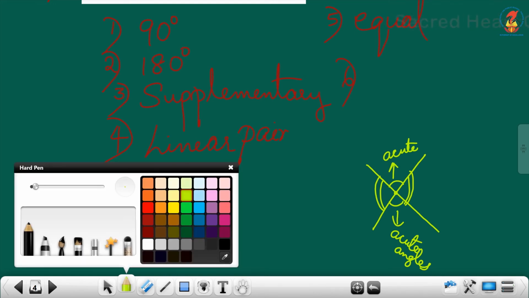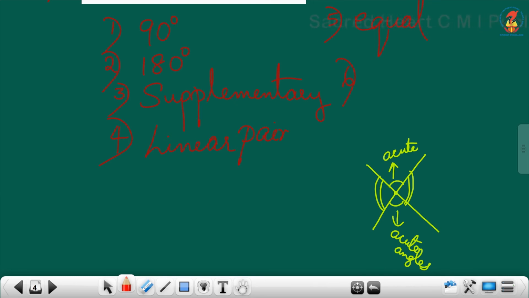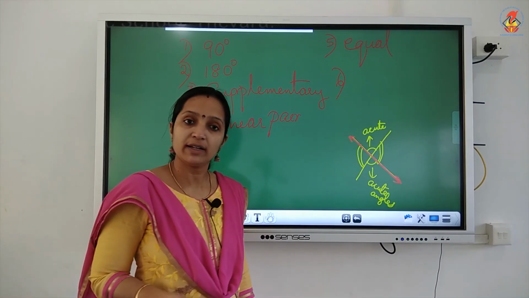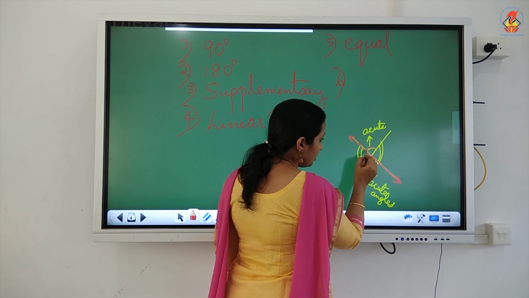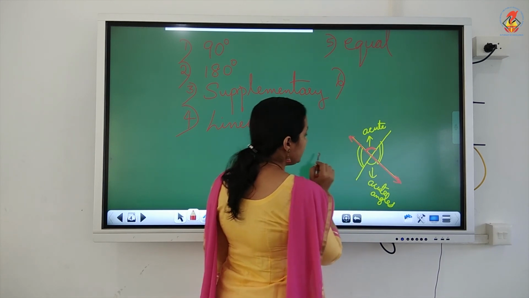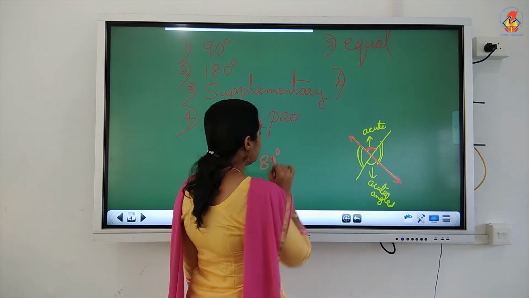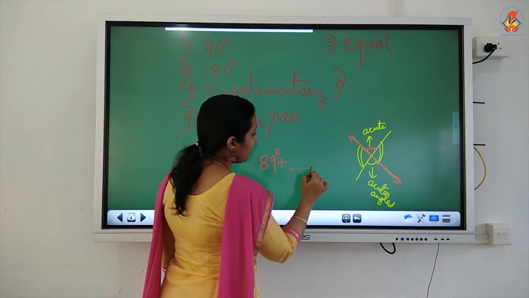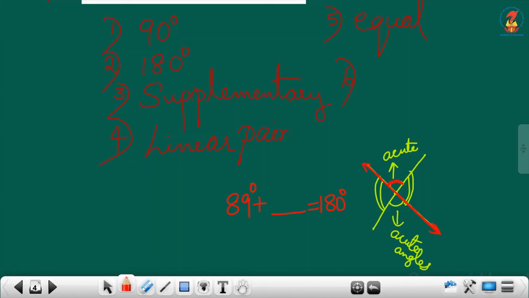Just take this part. Listen children, this is a straight line, is it? We know that the sum of the angles on a straight line is 180 degree. If this angle is acute, that means less than 90 degrees. Suppose I am taking 89 degree. 89 plus dash will give the answer 180.